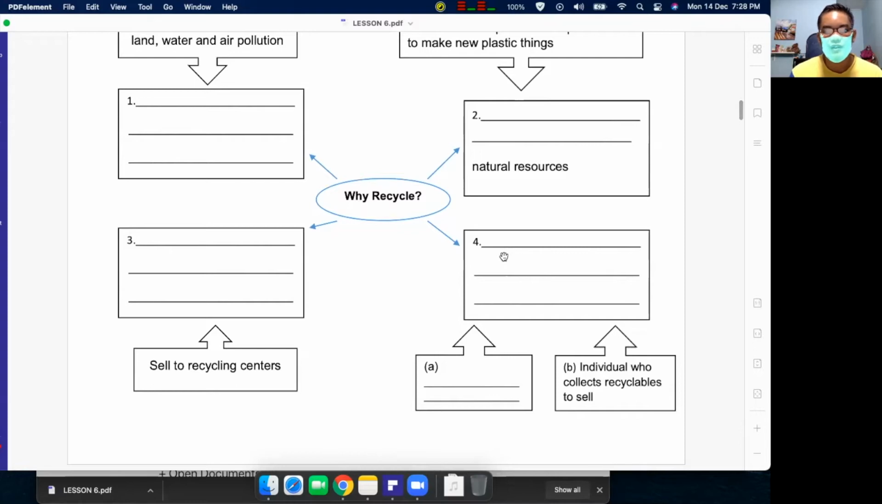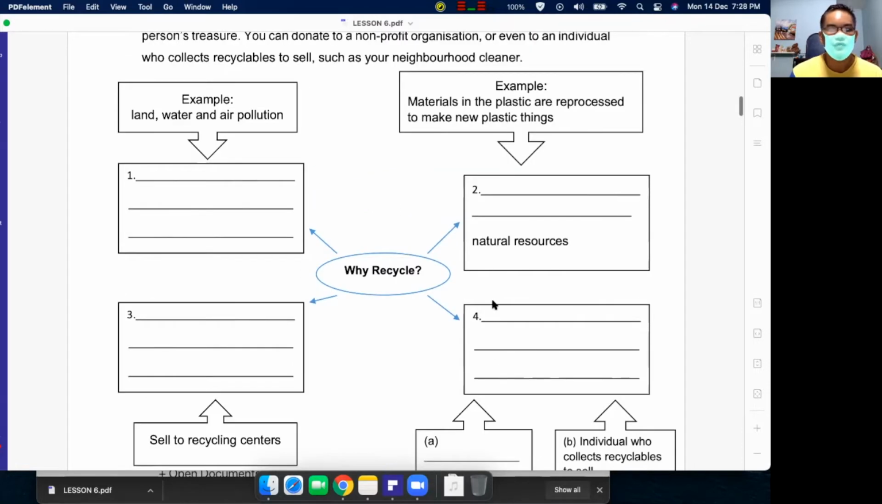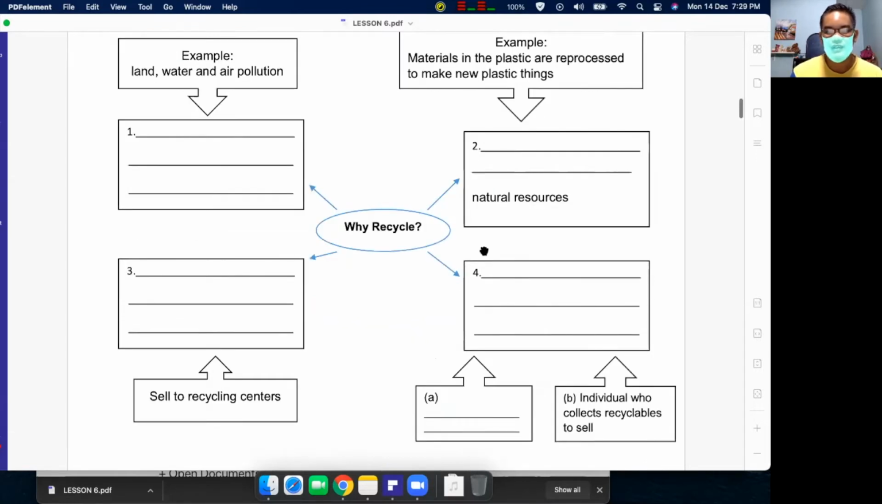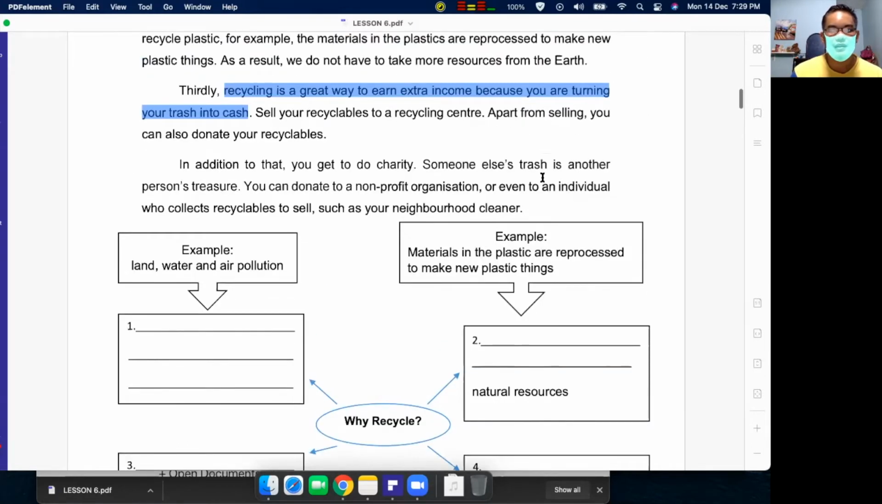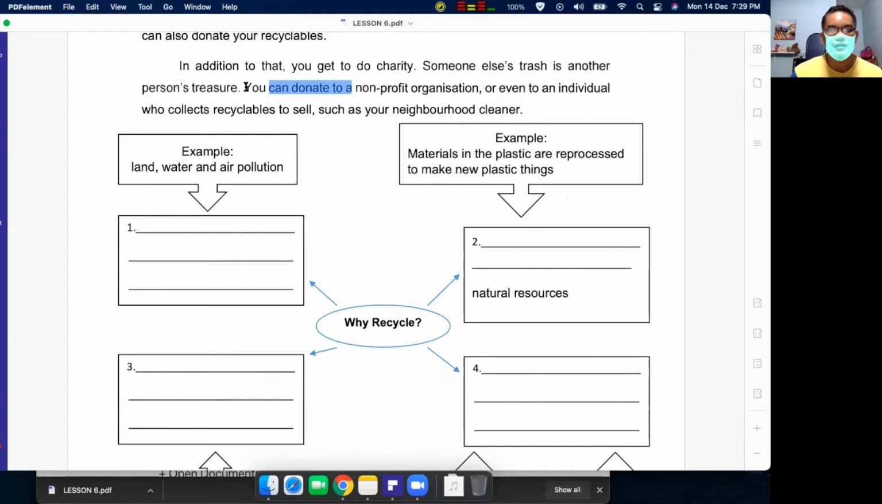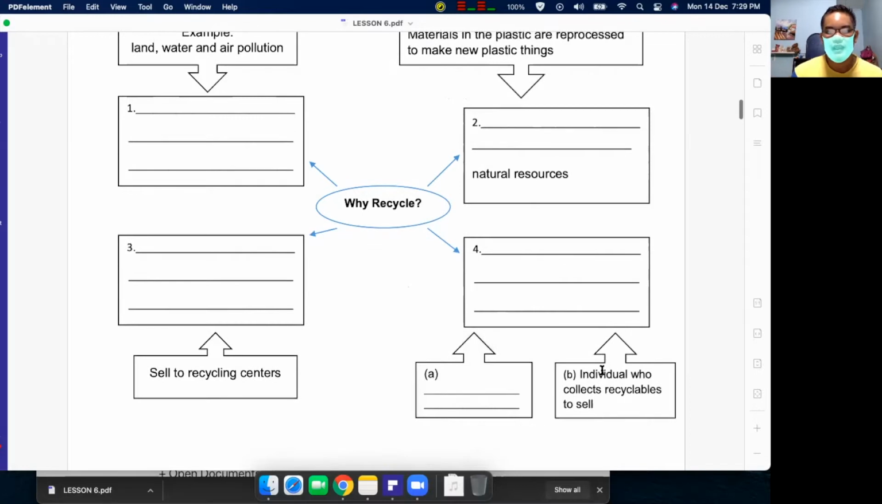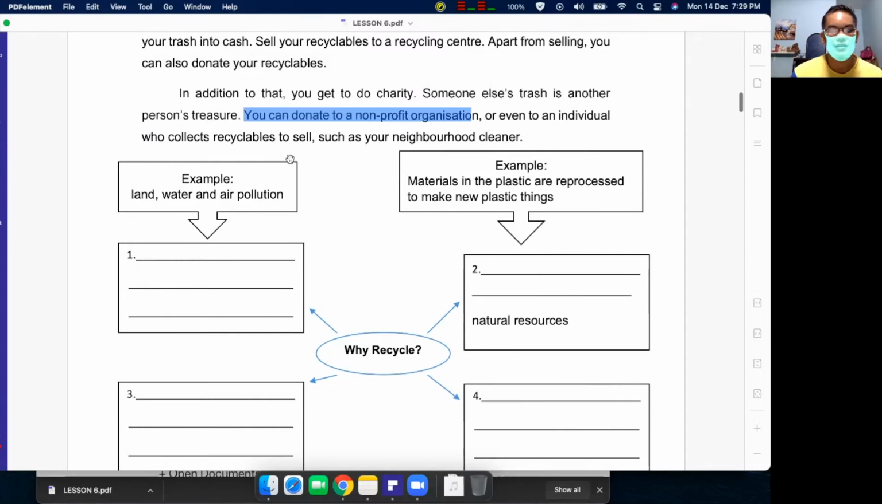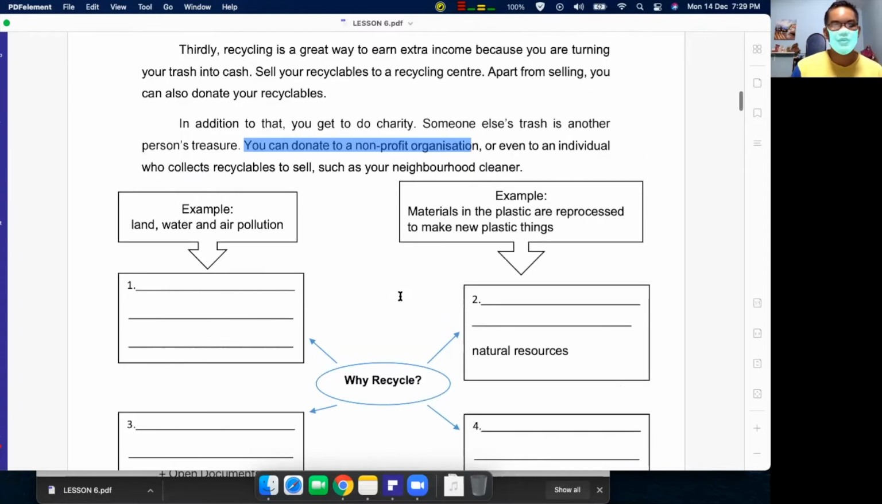So for number 4, why recycle? Okay, we have A and B. So number 4, paragraph 4, you get to do charity. Okay, individual who collects recyclables to sell. Right? So it's just transferring information. Okay? You can donate to a non-profit organization here, and individual who collects recyclables to sell is already here. So that's it. That's how you answer section B.